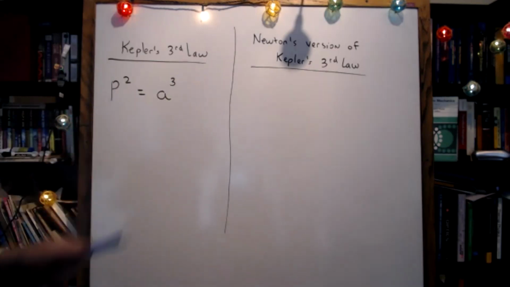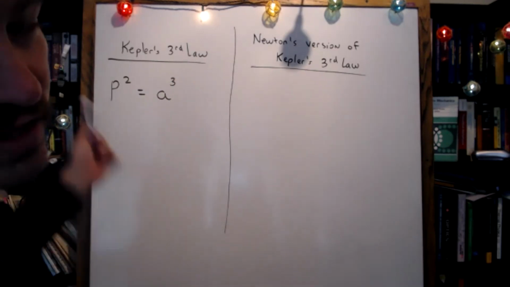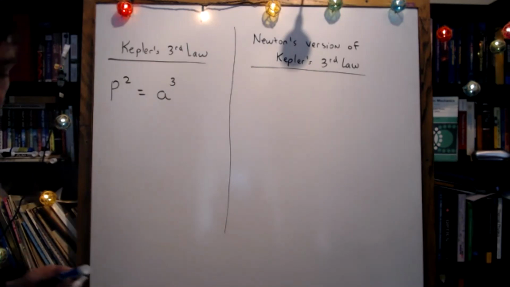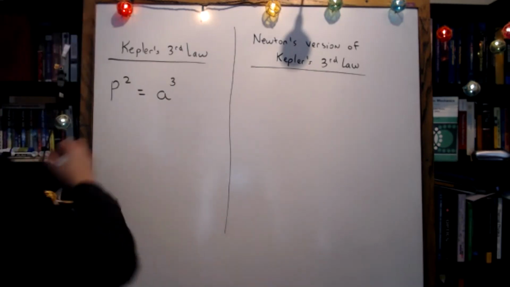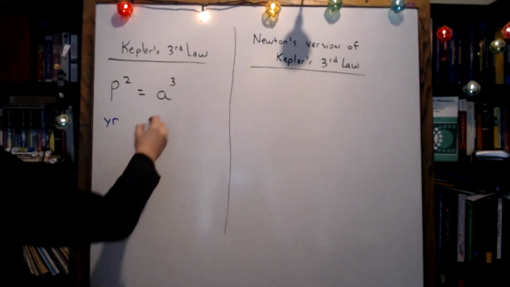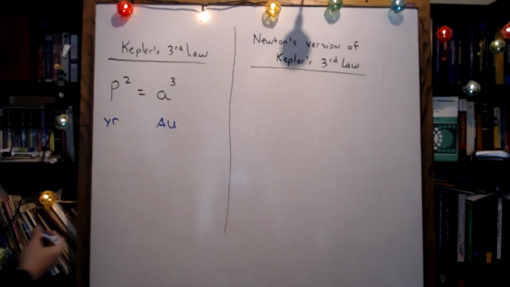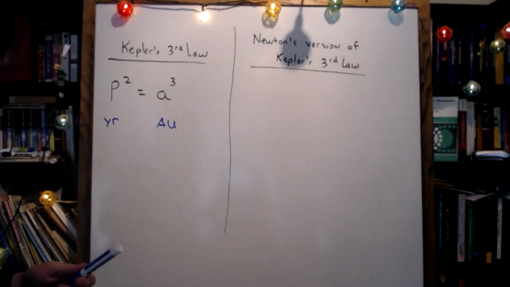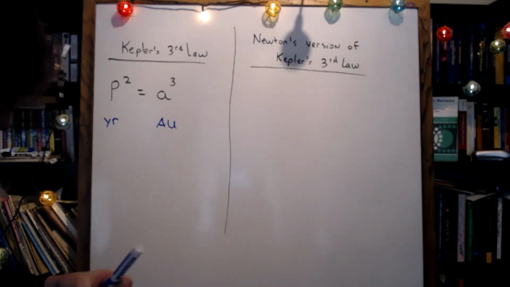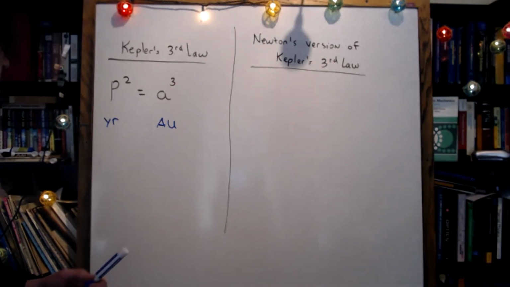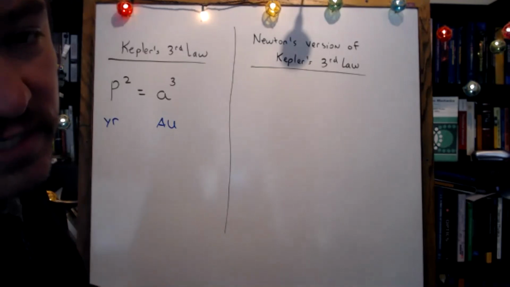Now, the two things you need to know in addition to that: what are the units and what does it mean? Let's start with the units. What is P to be measured in? Years. Good. And what about A? AU, astronomical units. And what does the P represent? The period of the planet. Yes. How about A? The distance to the planet. Yeah.